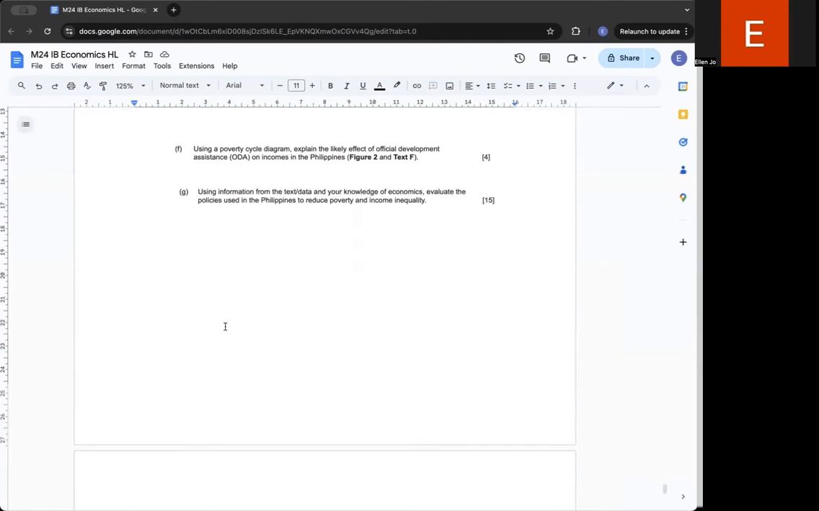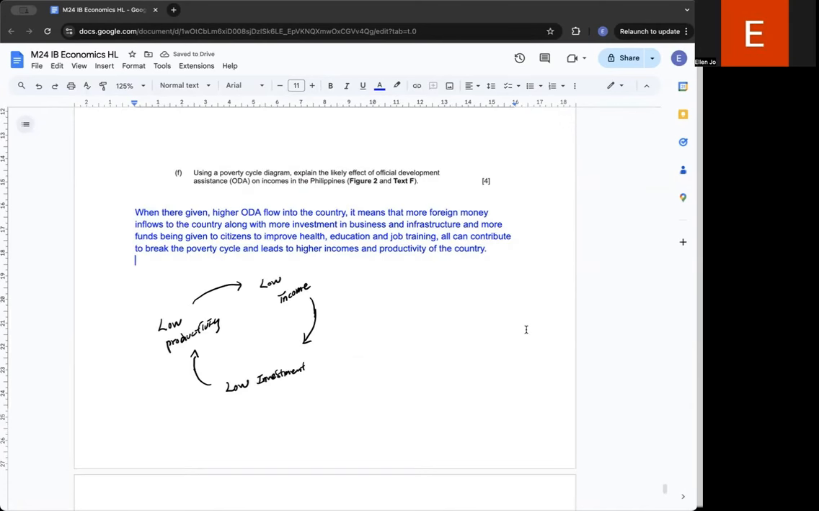F. Using a poverty cycle diagram, explain the likely effect of official development assistance on incomes in the Philippines. When there is more ODA provided to the country, it means that more foreign money inflows to the country as a form of investment in businesses and infrastructure, or more funds being given to citizens to improve health, education, and job training. Understandably, all can contribute to break the poverty cycle and lead to higher incomes and productivity of the country.